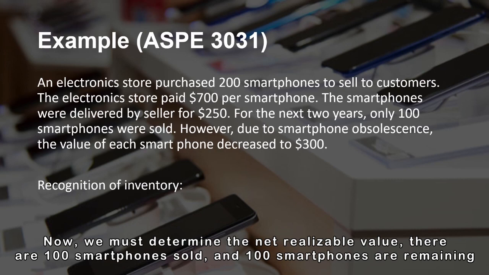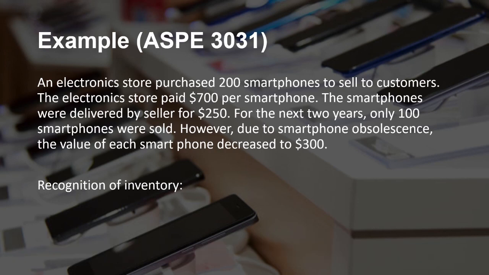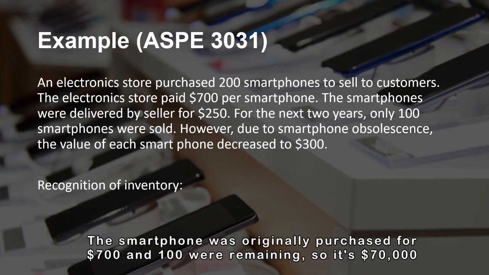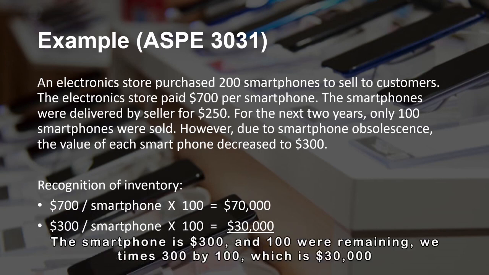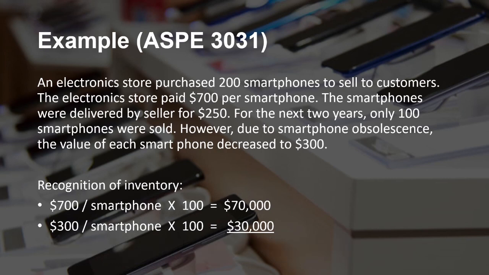Now we must determine the net realizable value. There are 100 smartphones sold and 100 smartphones remaining. The smartphones were originally purchased for $700 and 100 were remaining, so it's $70,000. The smartphone is now $300 and 100 were remaining. We times 300 by 100, which is $30,000.